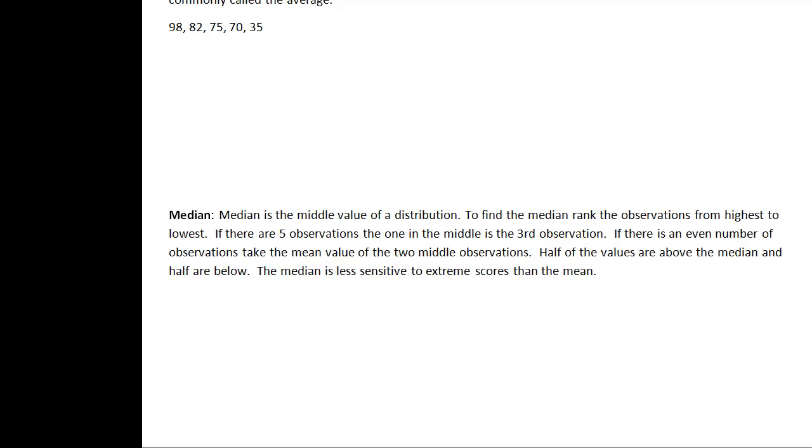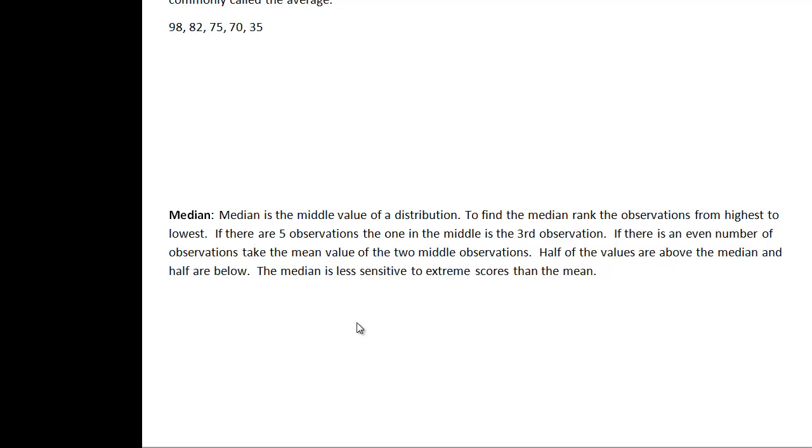And also I should point out, the mean is often much more sensitive to extreme values. And the median is a lot less sensitive to extreme values. So in fact, let's just go through both definitions. The median is the middle value. The mean is the average value. And to find the median, rank the observations from highest to lowest.